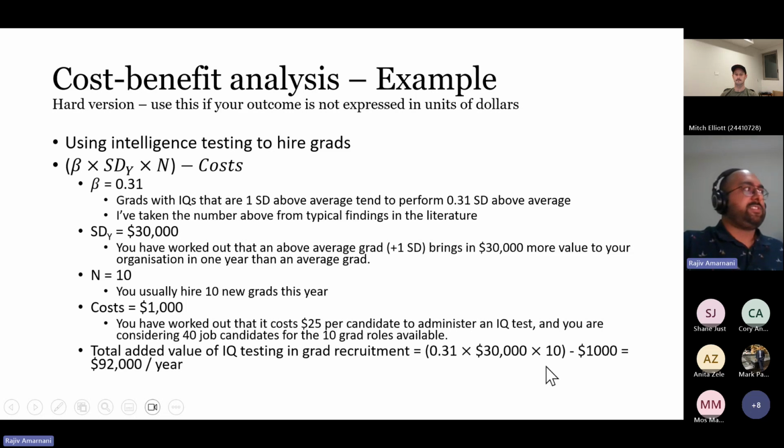And then we do the maths, where the total added value is the beta multiplied by this value, multiplied by the number of people being recruited. That's your benefit, minus the cost. And that gives you the total added value of using this by hiring above average intelligence grads. You get $92,000 a year of value if you were to do this.